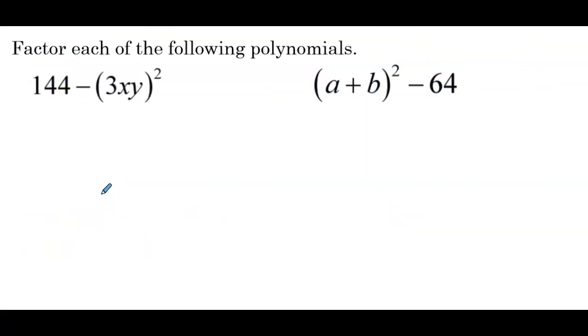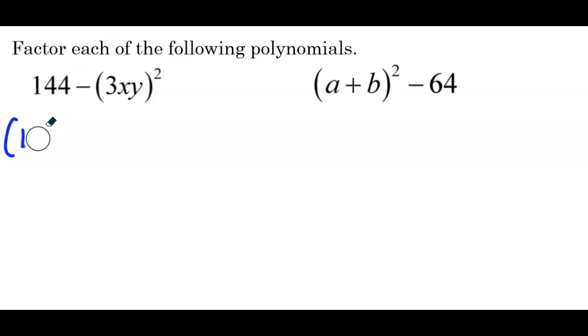Next up, 144 minus the quantity 3xy squared. Well, 144 is a perfect square, and if we take the quantity 3xy and we square it, that's going to be a perfect square. I don't think we need to simplify this. I actually think it's easier to do the way that it's presented. So we can factor this with the difference of two squares. Right? We have a subtraction here. So the square root of 144 is 12.